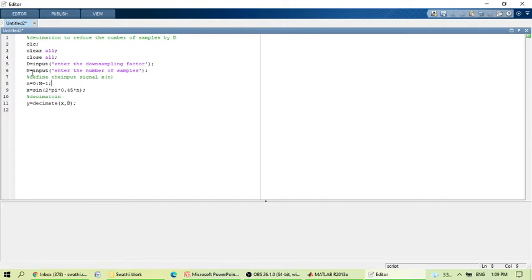For example, if n equals 100, 0 to 99, totally 100 samples will be there. So first define the input signal. After that, calculate the decimated output signal. After that, what you have to do? You have to plot. In order to plot, I have to use the plot command or stem command.